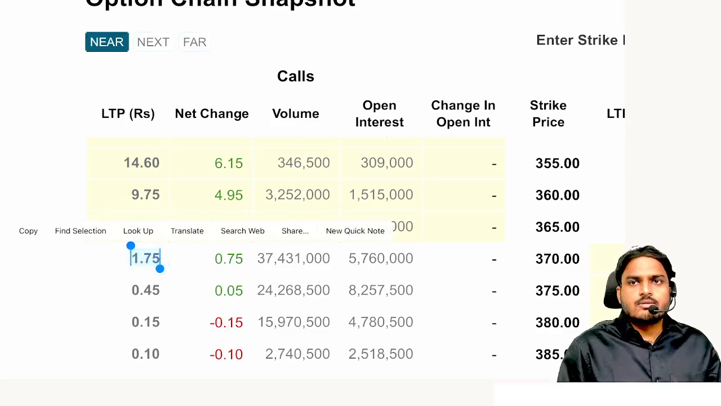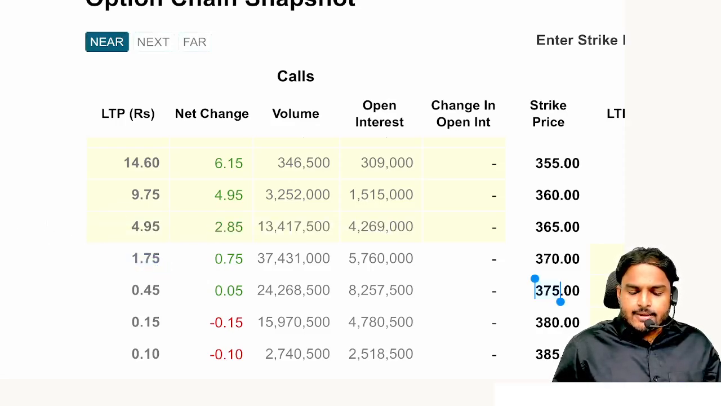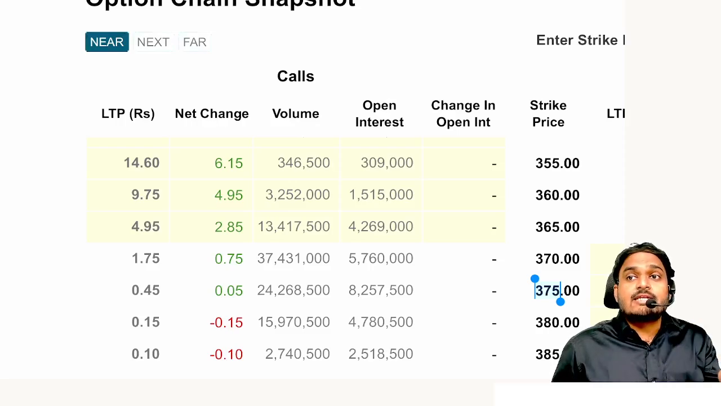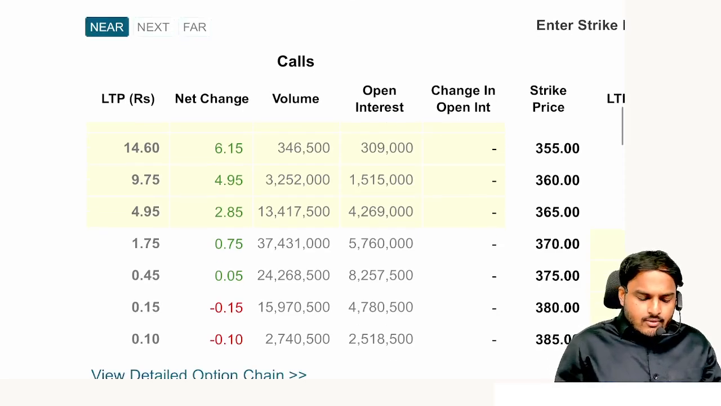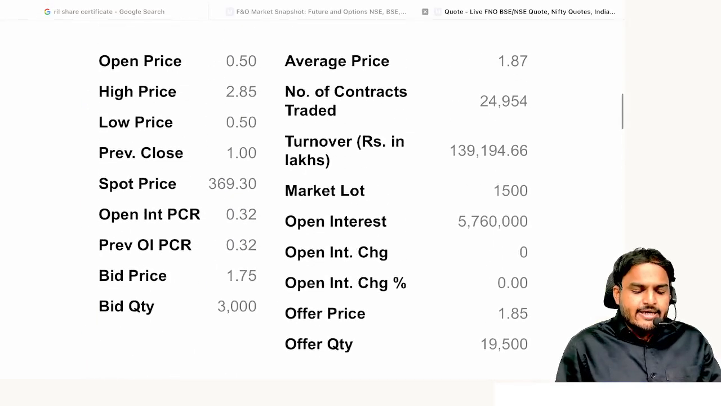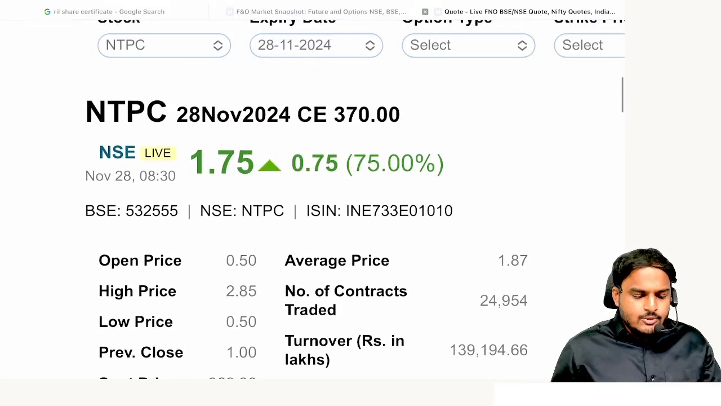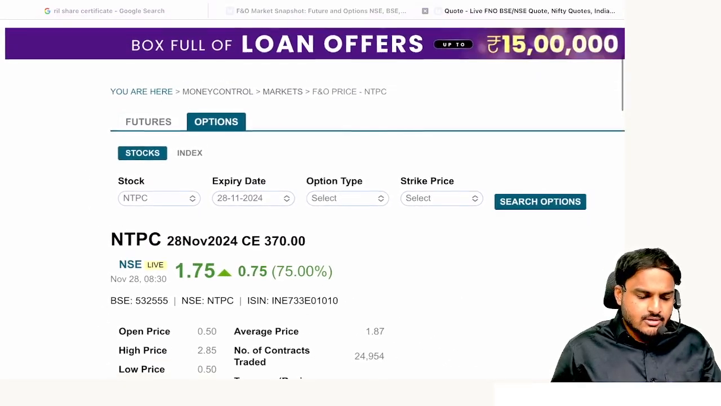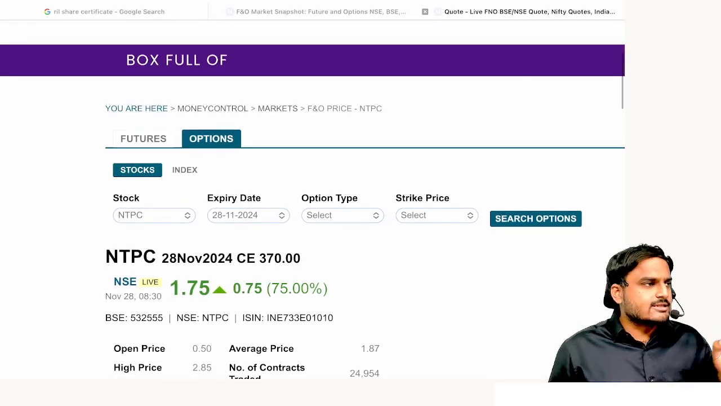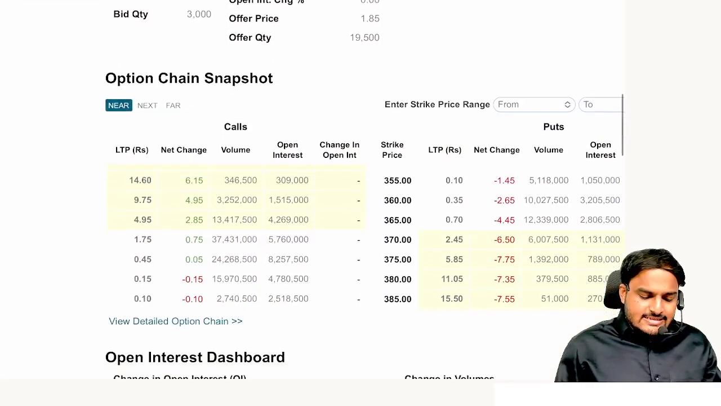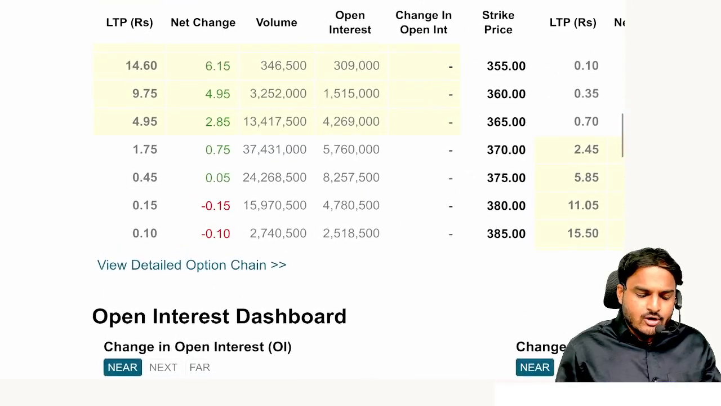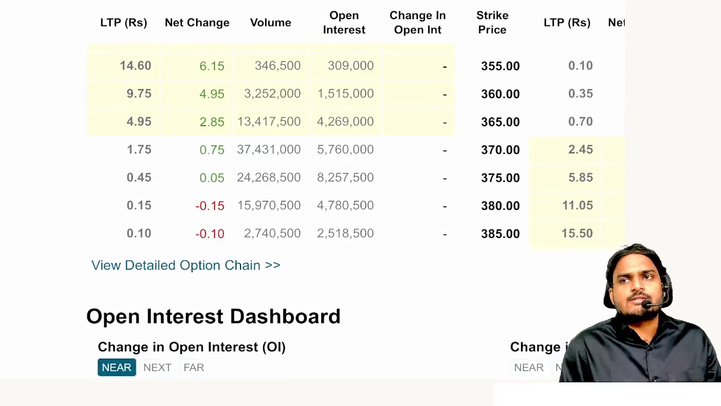You can see it, right? 1.75. Suppose a 375 strike price, exercise price. Suppose I will purchase at 375. If you observe carefully, the last trading price is 0.45. And if you go up, what happens? The LTP is falling. The reason is today is the expiry date of this option. NTPC right now is trading at 369, yes or no? Today if a 10 rupee increase happens, definitely this 375 call option will increase to 5 rupees.